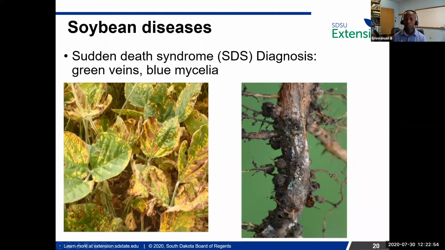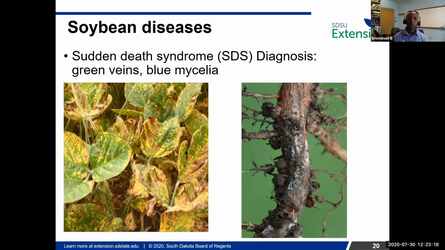If the soil is a little bit wet and then the plant is uprooted, you might see this blue mycelia, and that's a telltale or a sign of this SDS pathogen. But as you scout, be aware of SDS symptoms. It's one disease that is increasingly becoming common in South Dakota, so know how to differentiate this disease from other diseases.